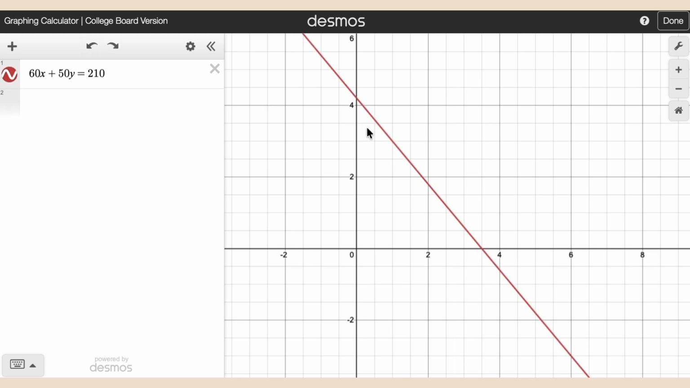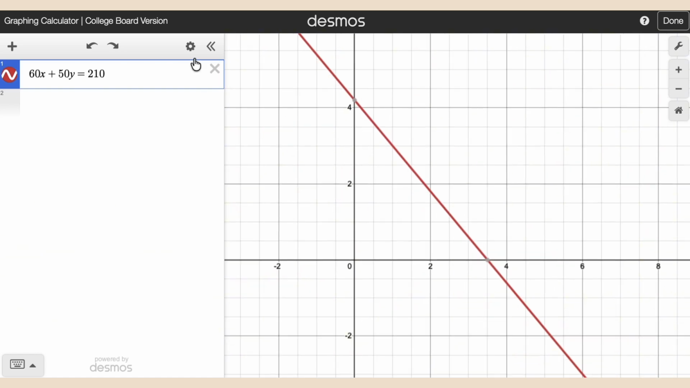So we have our graph here, right? Now I'm going to click on edit list. It is supposed to give me an option to create a table here. However, this linear equation is in the standard form, correct? It's ax plus by equals c. So Desmos won't allow me to create a table. However, I'm going to convert this standard form into the slope-intercept form.